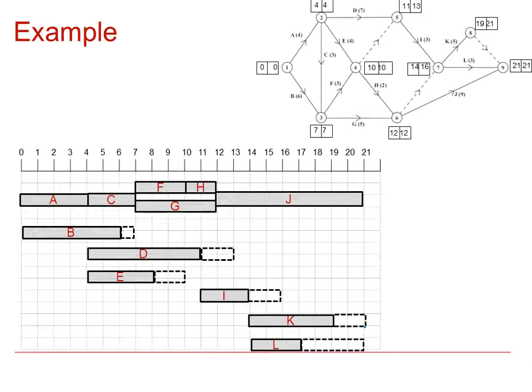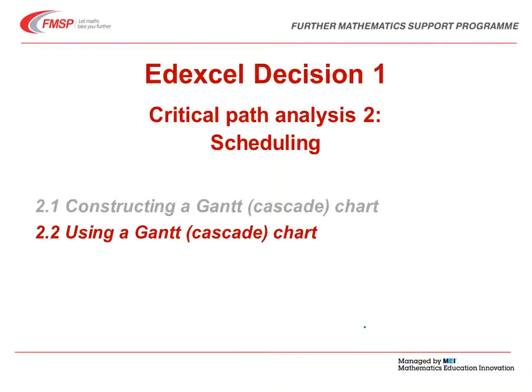And there we can see the critical activities altogether, showing both critical paths, the non-critical activities shown separately, and each one has clear float available. In the next session we'll be using these Gantt or cascade charts.